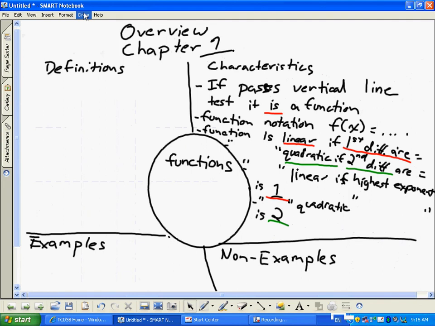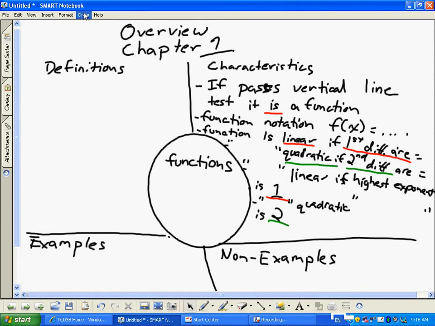We're continuing with the overview. We finished a couple lines of it. What else do we need to know here? We have our first differences. It's linear. Second difference is the same. It's quadratic. What else do we need to know about a function? Anything else you guys want to add to it?